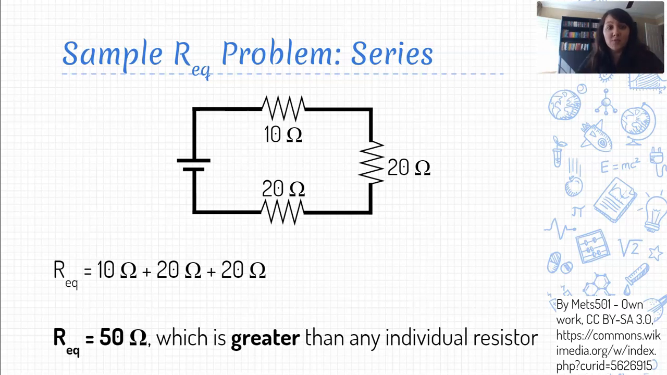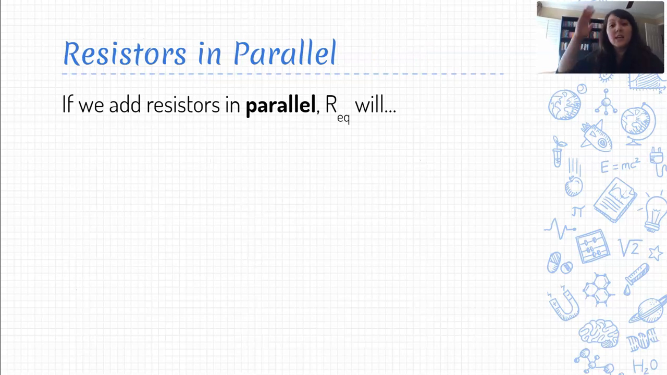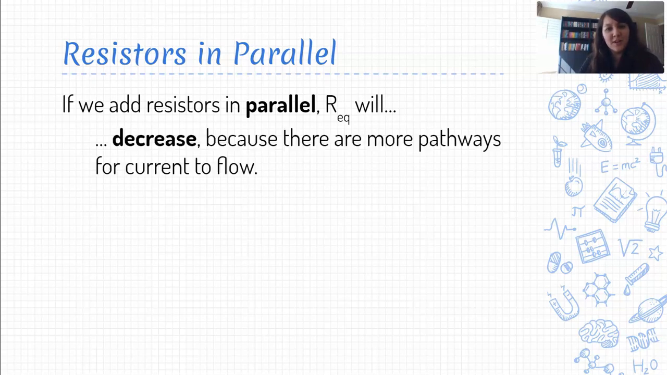We also have resistors that can be connected in parallel. So if we take a nice simple circuit and then add another resistor in parallel to that circuit, not in series, but in parallel, what's going to happen to the equivalent resistance? Now, this may seem counterintuitive, but if we add more resistors in parallel, we're actually going to decrease the overall equivalent resistance. And that feels weird, that we can add more resistors and get less resistance than what we started with.